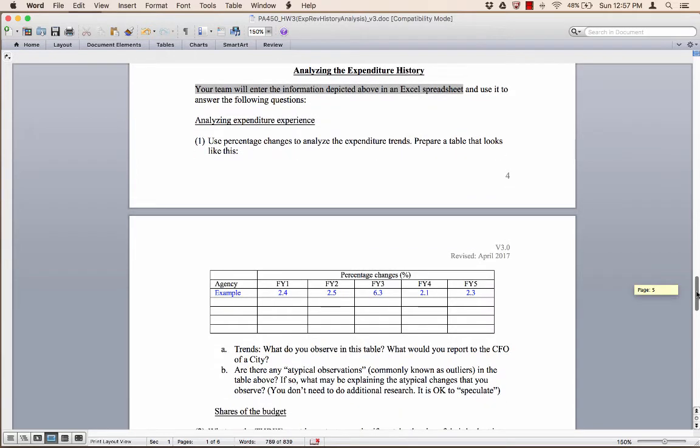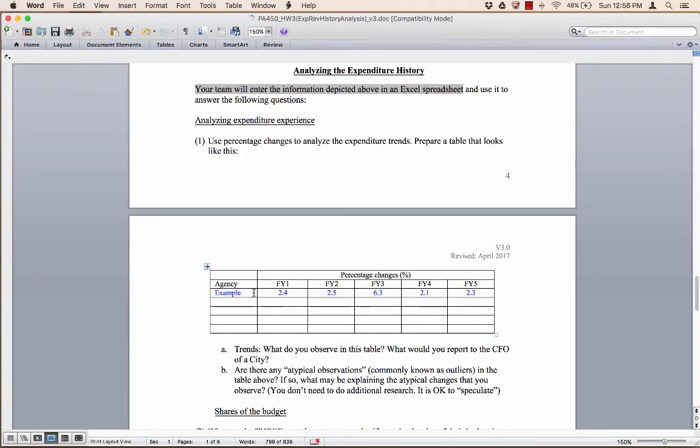So the questions that I want you to analyze are related to tools that were discussed in class before. Let me focus on the expenditure side first. The first question is asking you to use percentage changes to analyze the expenditure trends. So I want you to prepare a table that looks like this. You are going to create a table where you will have the agencies or the departments that I mentioned above. And for each of those departments, you will calculate the percentage changes from one fiscal year to the next.